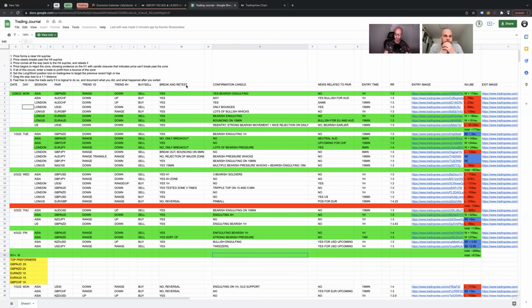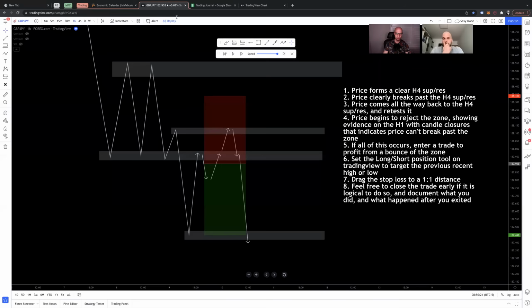The previous recent high or low? It's just wherever the initial breakout was, on the 4-hour. So it's just that first breakout.